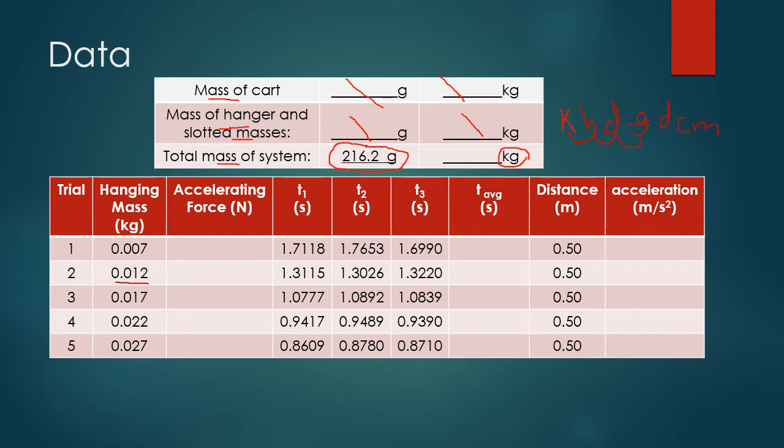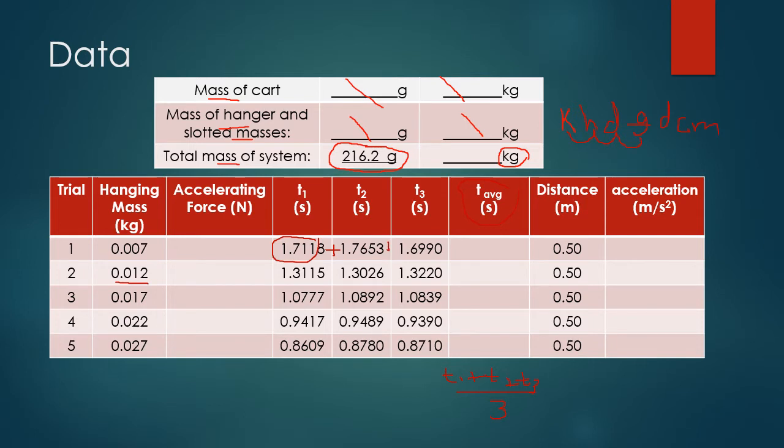For each trial, we recorded 3 different times. What you need to do for the t-average column is add those 3 times together, T1 plus T2 plus T3, and divide that by 3. That's how you're going to get your average. You're going to do that for every trial.